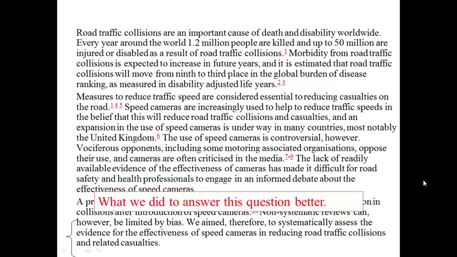So what did they aim to do in this study? So we aimed, therefore, to systematically assess the evidence for the effectiveness of speed cameras. So they're going to do a systematic review, and that's going to improve on the non-systematic review that was done before, and try to tabulate the total evidence available about whether or not speed cameras really do reduce road traffic collisions and related casualties. So that's the introduction section.